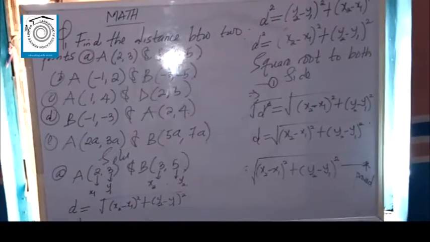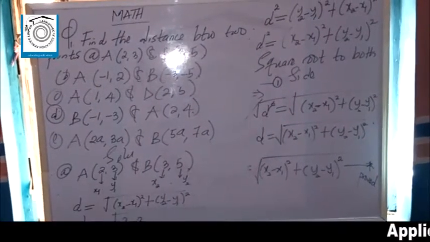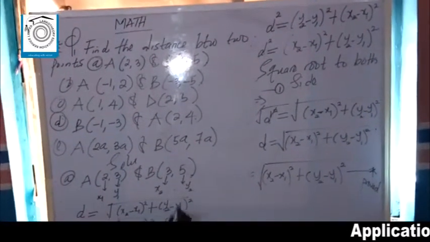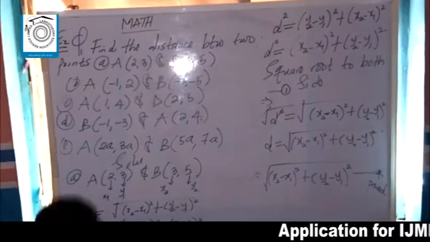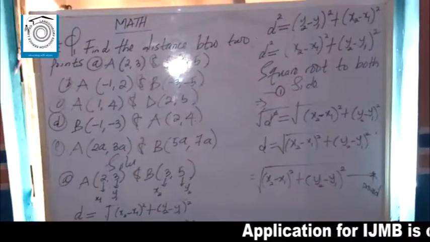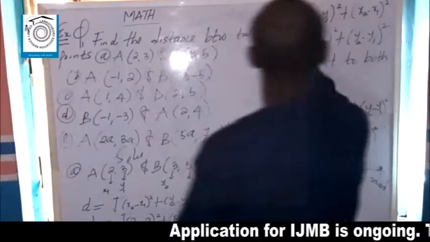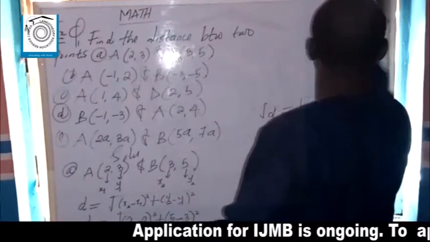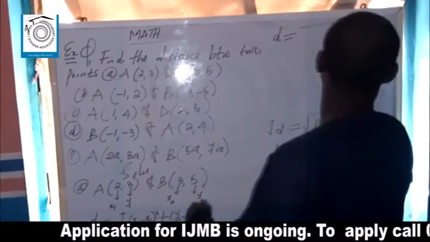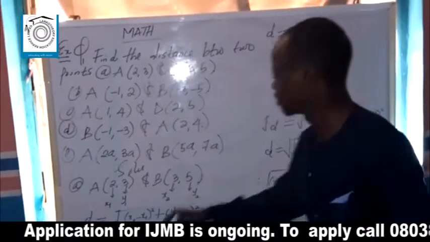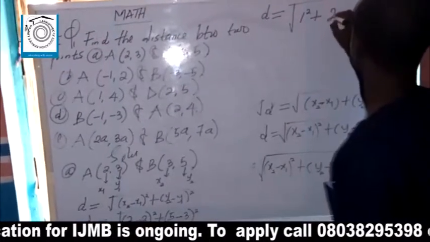The distance between the points will now be equal to the square root of, what's our x2? 3 minus x1 is what? 2 raised to power 2 plus y2 is what? 5 minus y1 is what? 3 raised to power 2. So if you simplify this further, 3 minus 2 will give you what? 1. And 5 minus 3 will give you what? 2. Which simply indicates that we can determine the distance between the 2 points, which can be written as d equal to the square root of, what do you have? 3 minus 2, that is 1 raised to power 2, plus 5 minus 3, that is 2 raised to power 2.